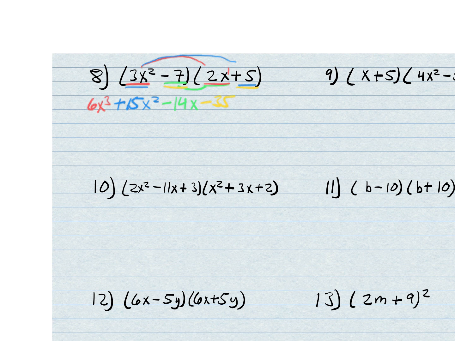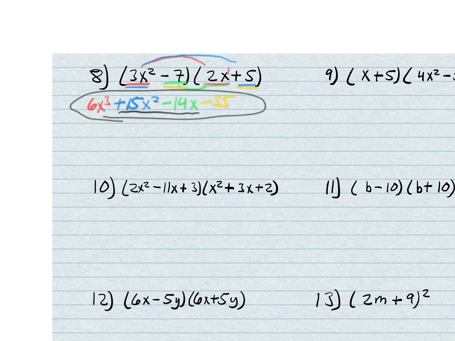And then here there are no like terms. So this is going to be your final answer. This one was a little bit different because we didn't have those middle two terms that combined. This time we have all different variable exponents and a constant. So we just leave it alone as is. There's nothing else we can do to it.